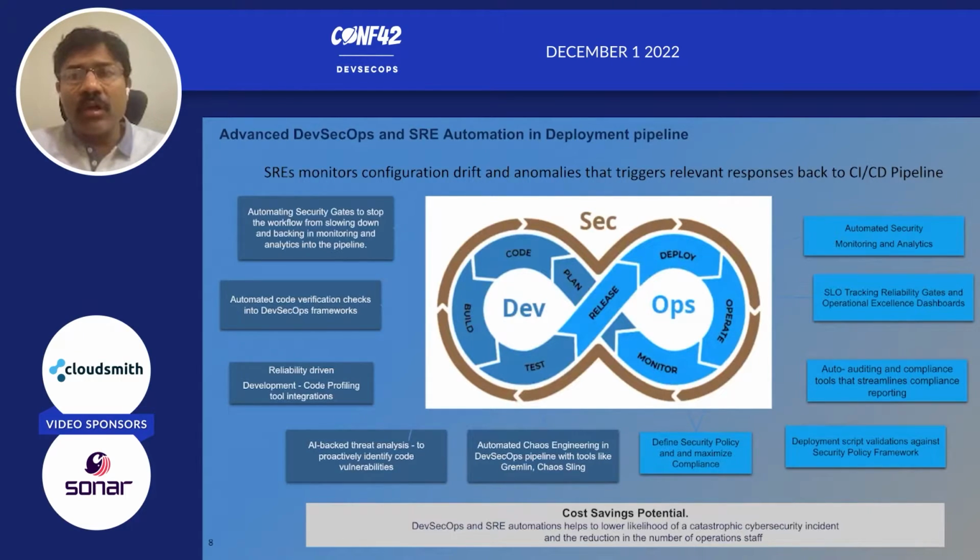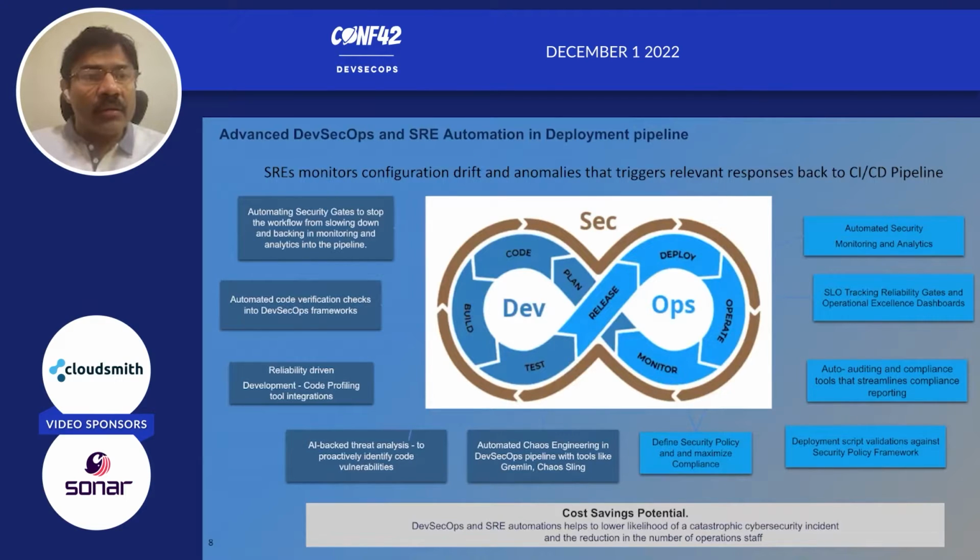So SREs have also devoted a lot of their time in attention to shifting right, basically for automating security monitoring in production and then giving continuous feedback based on security monitoring data back to developers. So you need to help and then support basically automating with this advanced technique to developers. So there are security gates that you can automate to stop workflow from slowing down and then basically making monitoring and monitoring analytics into the pipeline.